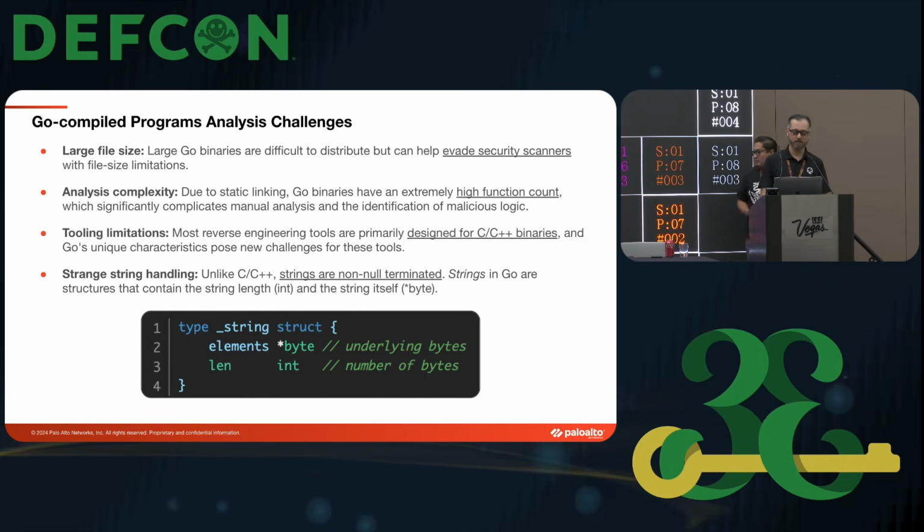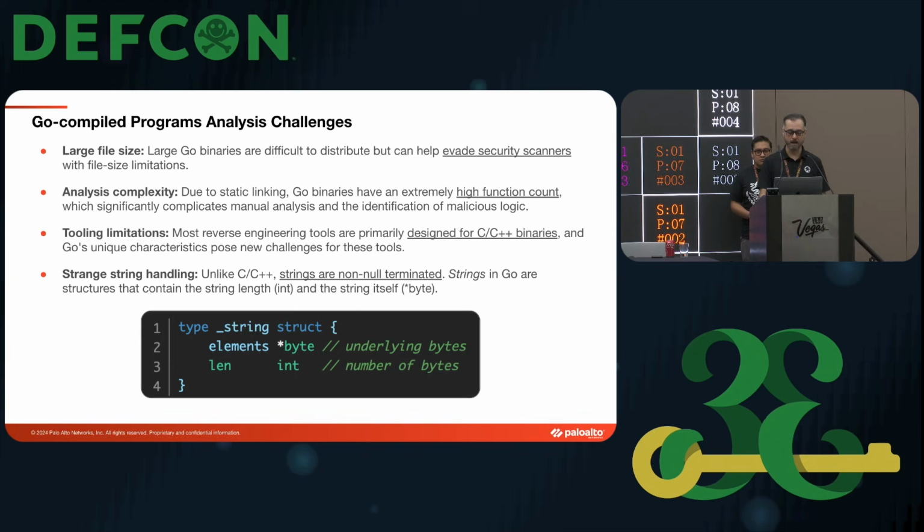The second thing is about the analysis complexity. We know that for these Go binaries, we see a high function count. And obviously, this is because of the static linking. If you have dealt with malware before, you will see that when you're dealing with a lot of functions, it's going to be really difficult for you to figure out what is going on. So this is also making it really difficult.